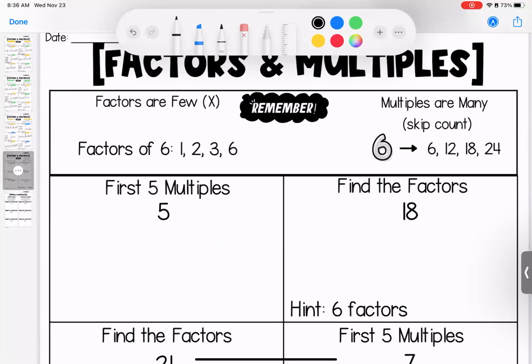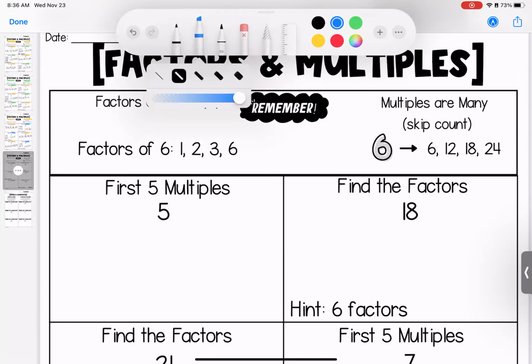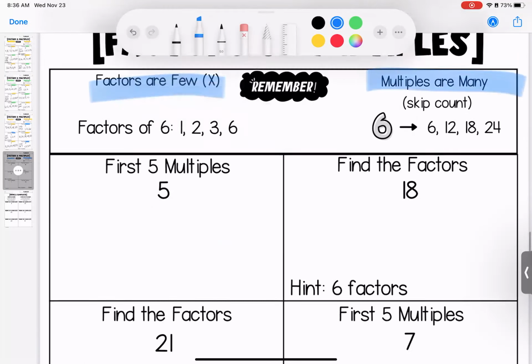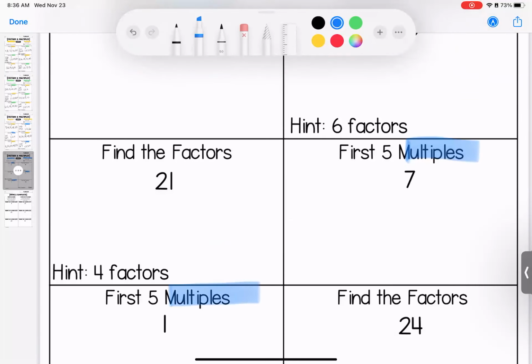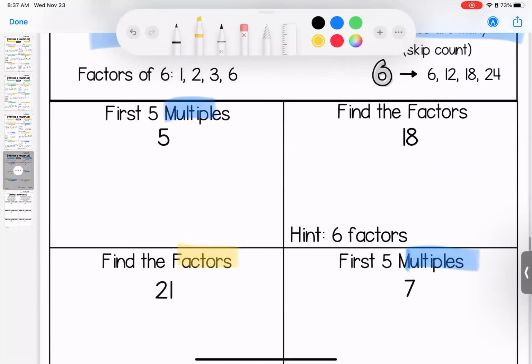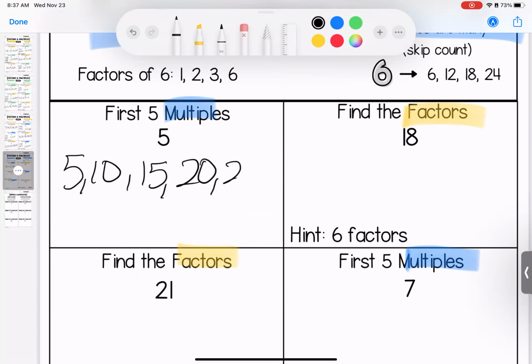All right, loves, one more factor or multiple, and then we're taking a look at prime and composite. So just some quick reminders that factors are few, multiples are many, and we are going to use these skills when we're working with our fractions. So it's really important that we feel comfortable answering these questions. Multiples of 5, 5, 10, 15, 20, 25. Factors of 18, 1 times 18, 2 times 9, 3 times 6.